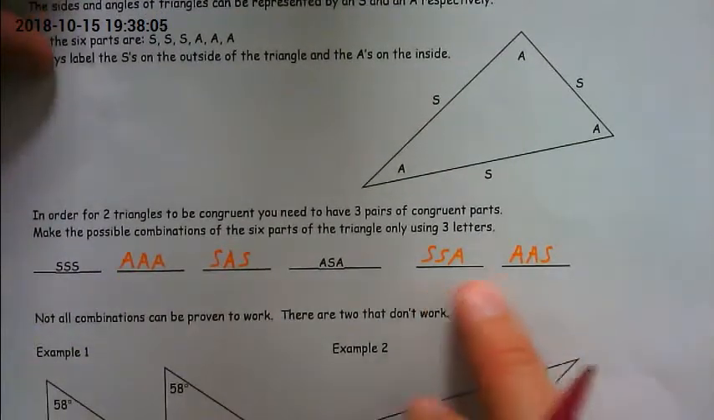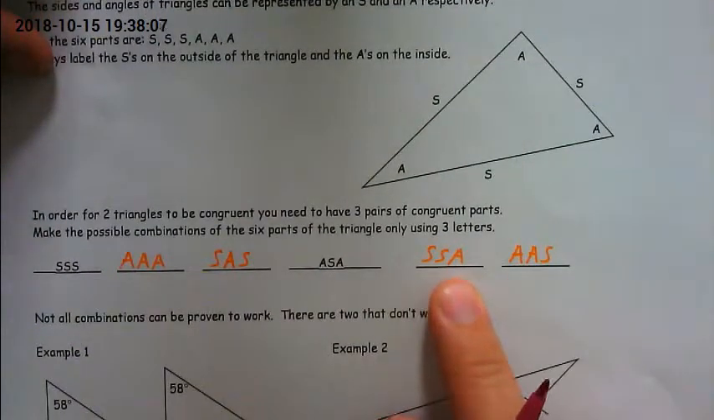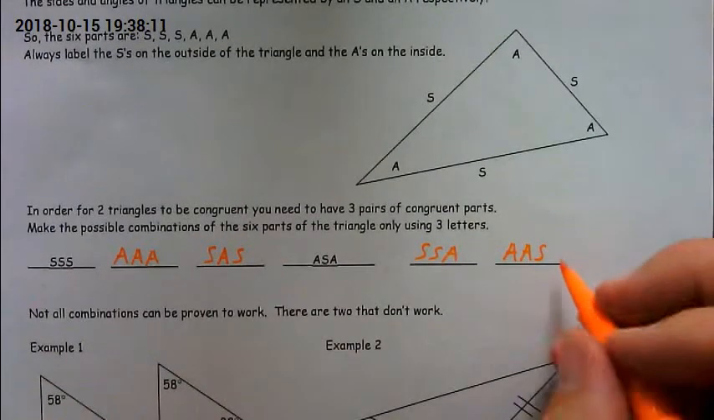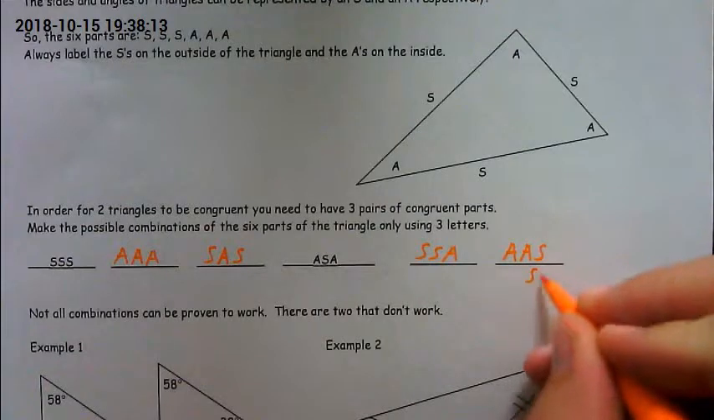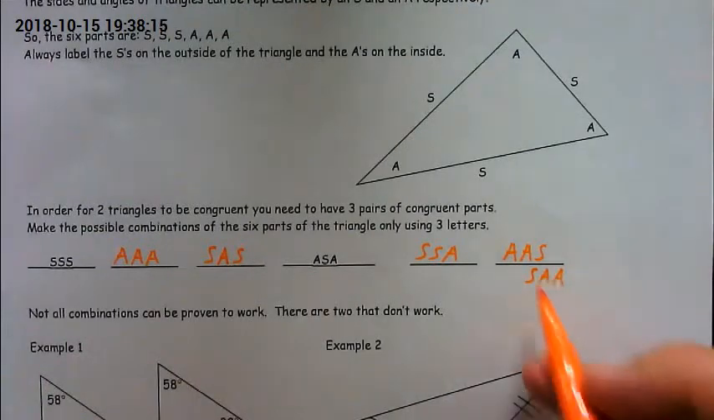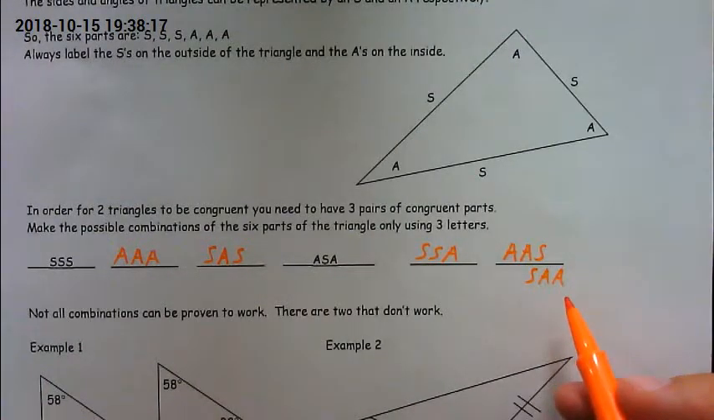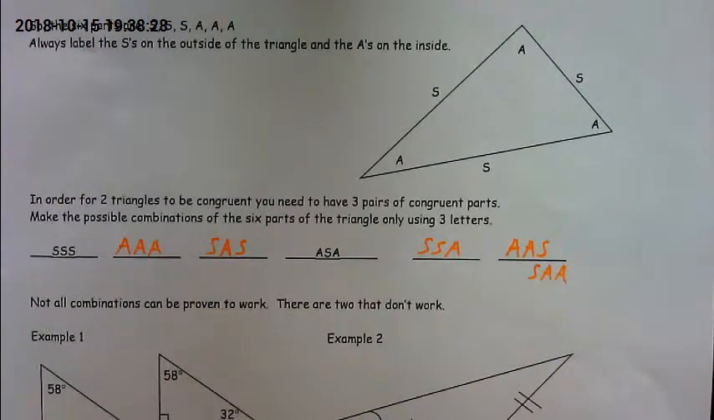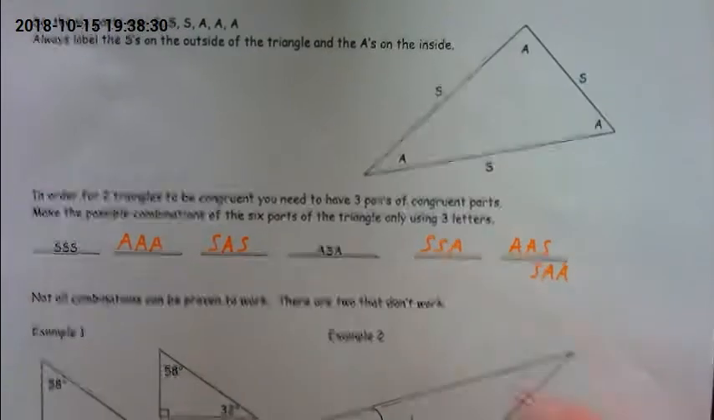So we had just done this one, SSA. You could also do AAS, which you could also list backwards as SAA. Now, these two are the same thing. Again, like I said, you could also list one the other way, but you're not going to have to worry about it because there's a few that work and a few that don't work. And guess what? This one won't work.